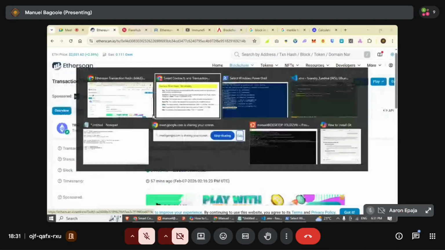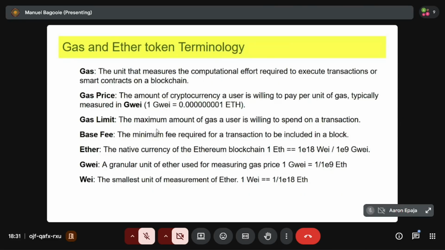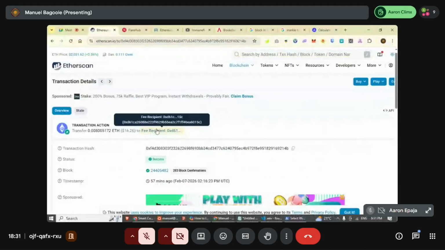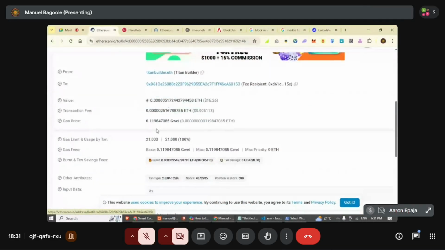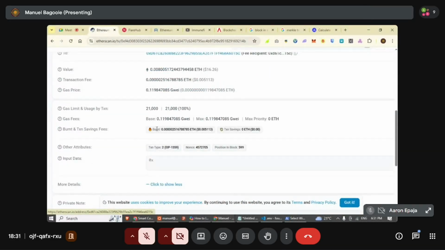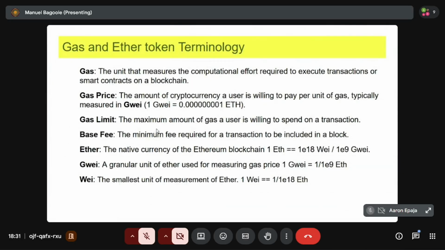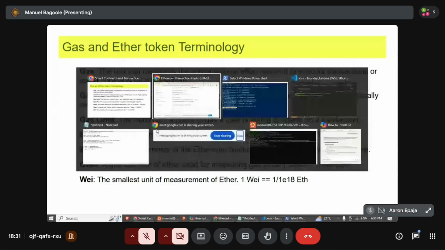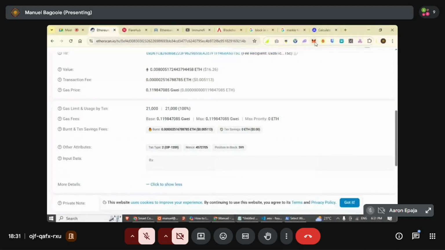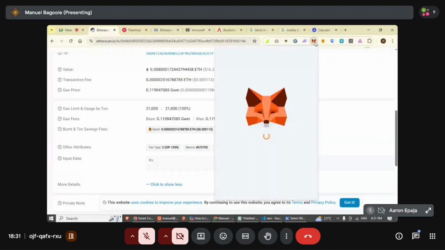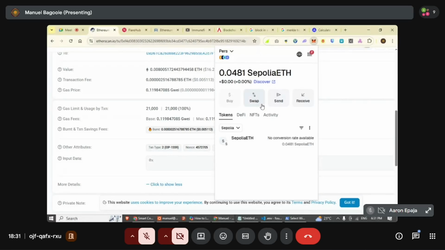Now moving forward, gas limit is the maximum amount of gas a user is willing to spend on a transaction. Yes, sir. So the reason I'm using the word willing is because it's customizable. Even in your wallet, hopefully your wallet can open and show you something. You were wondering why I was using the word willing to pay.